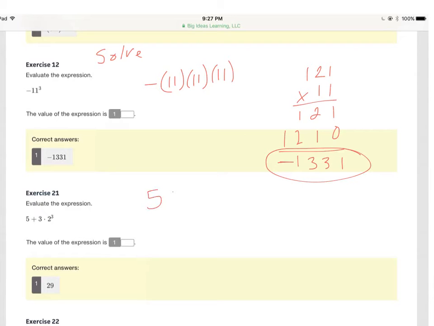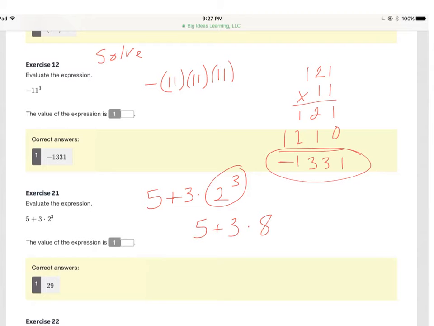If we look at 21, this is where we're going to do the order of operations. So I've got 5 plus 3 times 2 to the 3rd. Order of operations, we're checking for parentheses, which we don't have. We're checking for exponents. I want to get rid of the exponents. So 2 to the 3rd is the same as 8. And so we're going to have 5 plus 3 times 8.